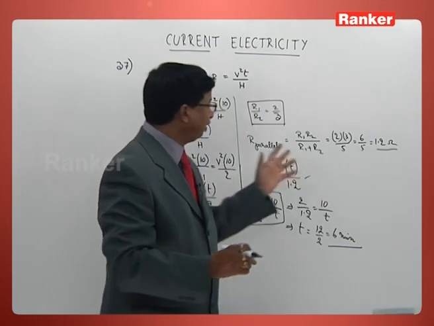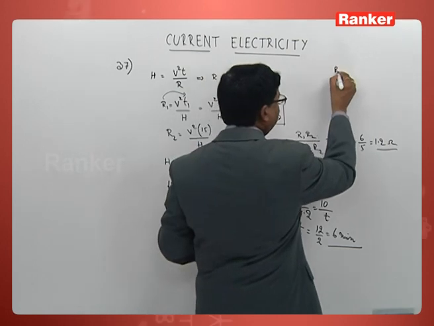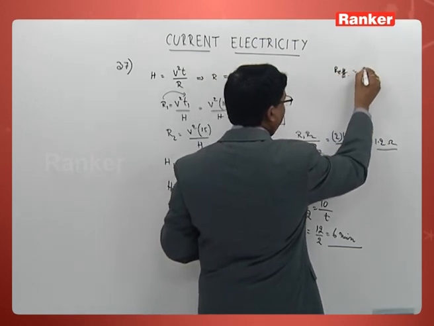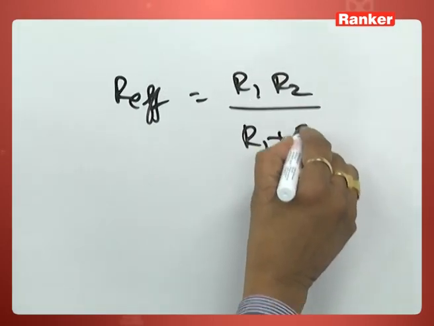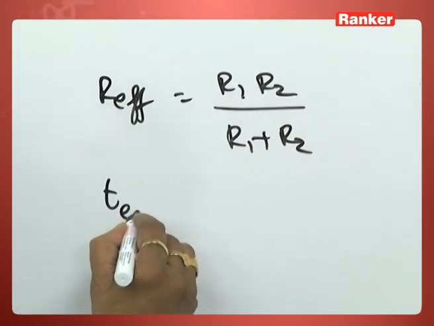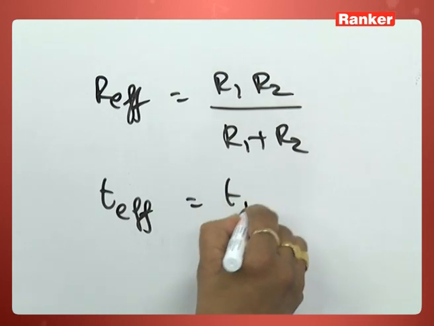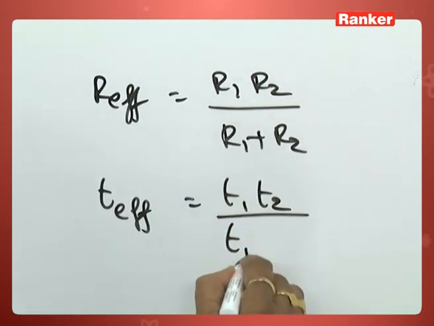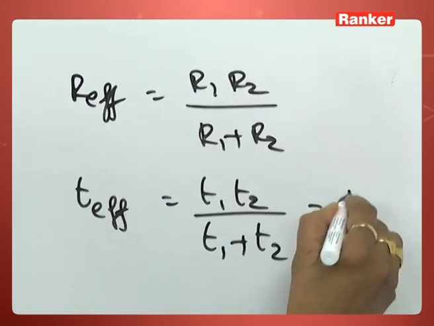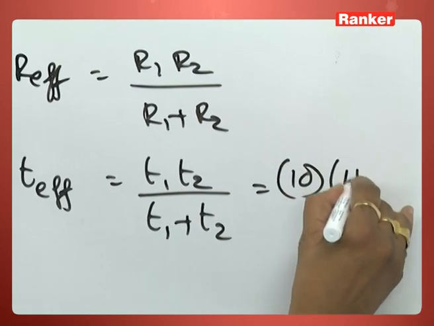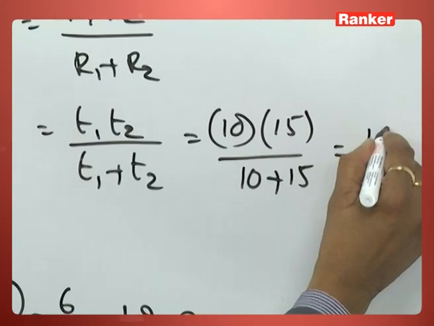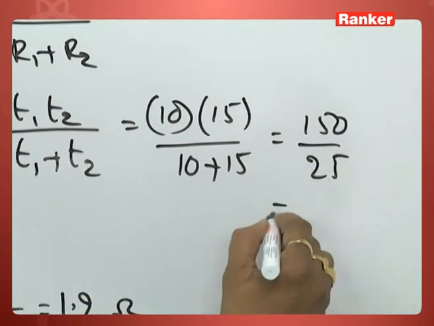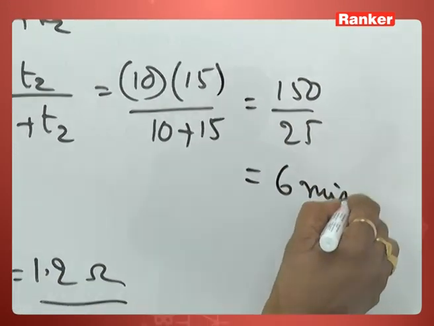So what is the shortcut here? Look now. R effective is equal to R1 R2 by R1 plus R2. Then what will be the time effective? It is T1 T2 by T1 plus T2. This is 10 into 15 by 10 plus 15. That is 150 by 25. Exactly takes 6 minutes.